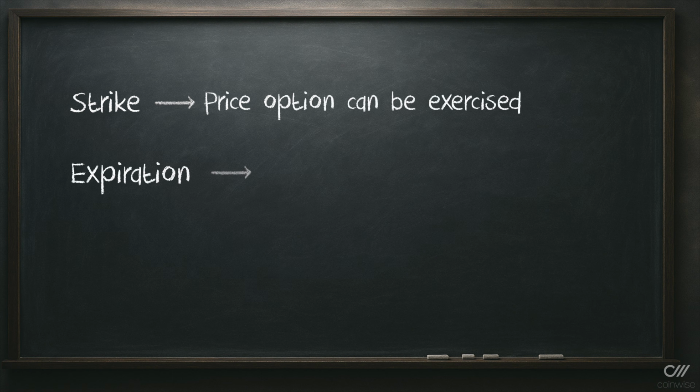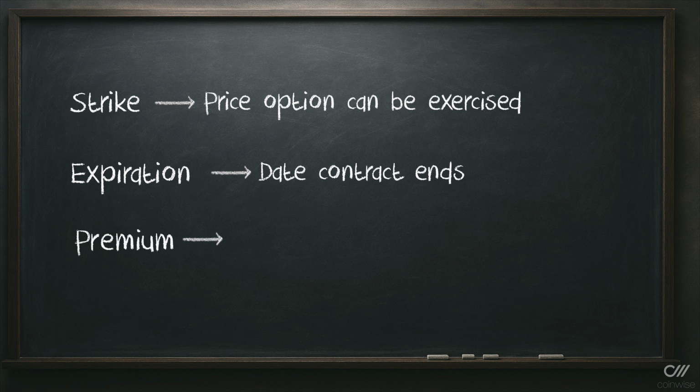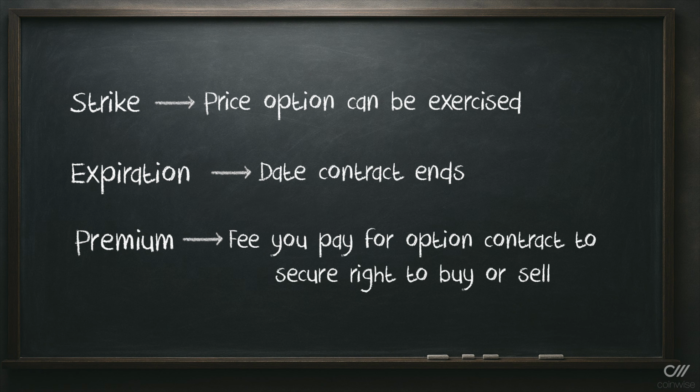The strike price is the predetermined price where the option can be exercised. Every contract has an expiration date. Expiration is simply the date when the contract ends. When purchasing an option, you pay a fee called a premium to secure this right.